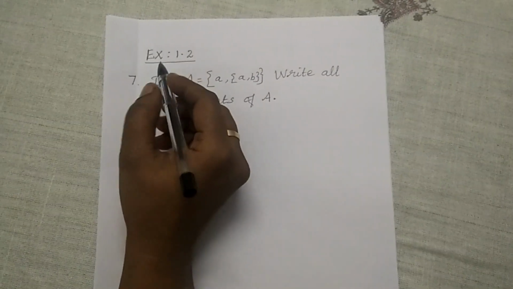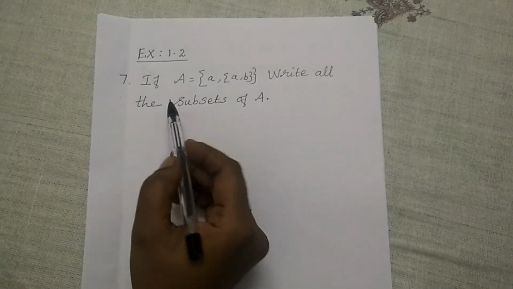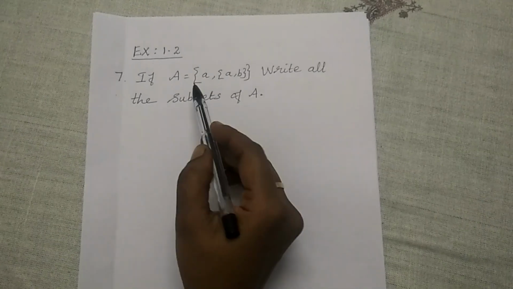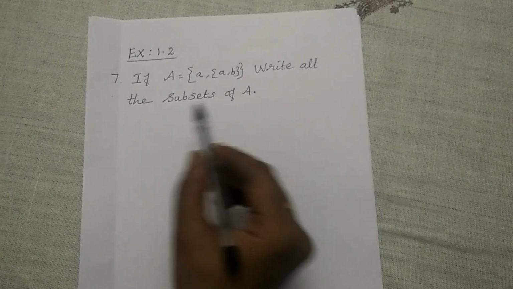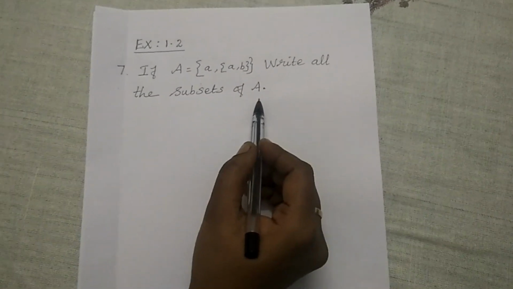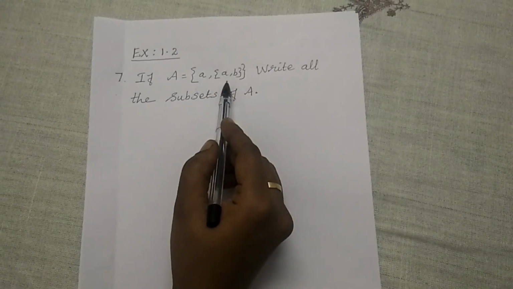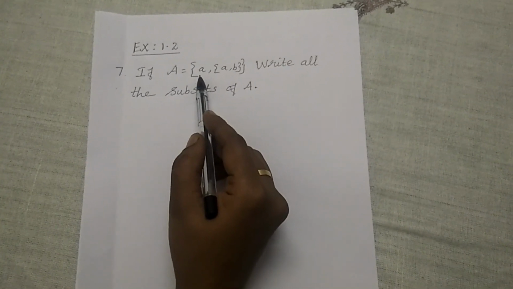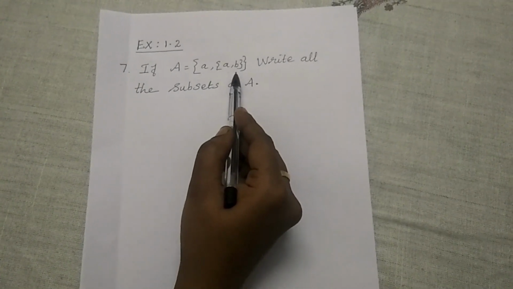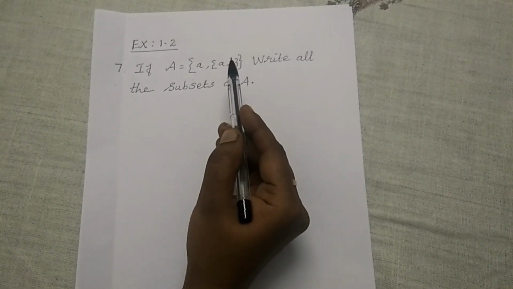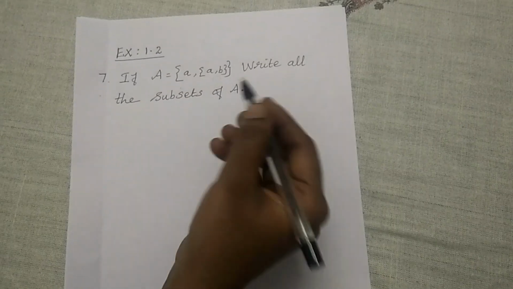Next we are going to see exercise 1.2, seventh sum. If A is equal to set of a comma b, write all the subsets of A. Here, set A, two elements are given. What are the elements? a is one element, set of a comma b is another element. This together is one element. Okay? Then we have to find out the subsets of A.